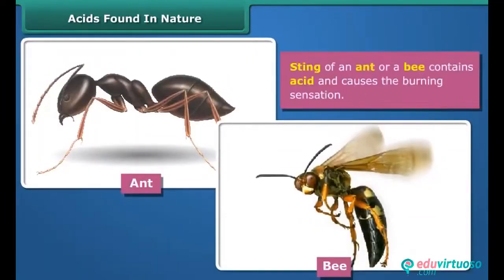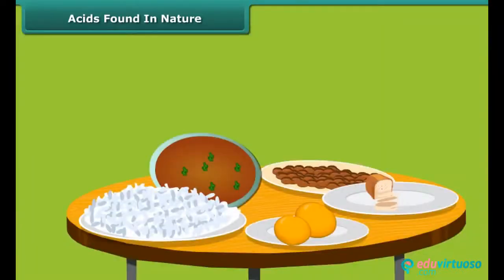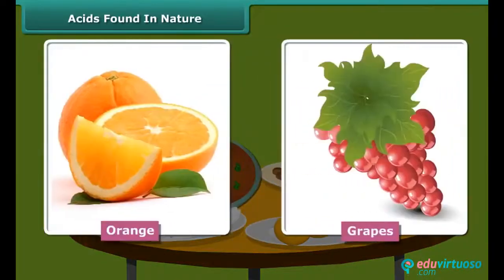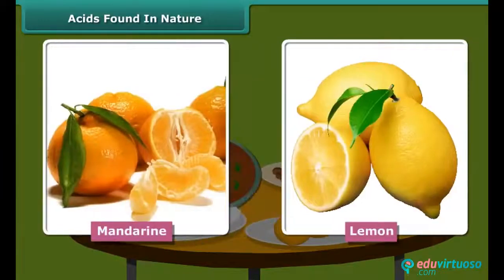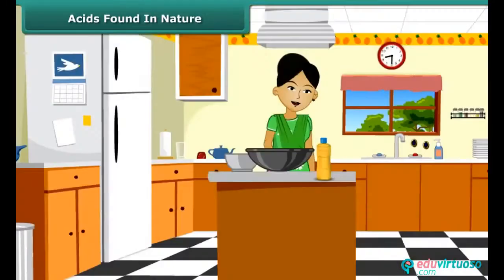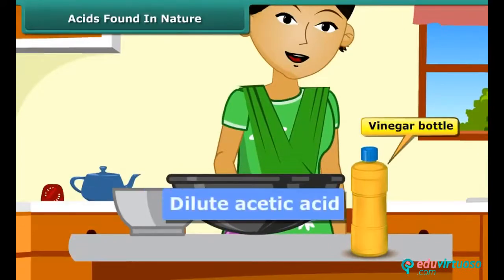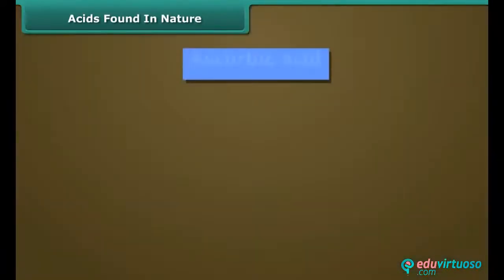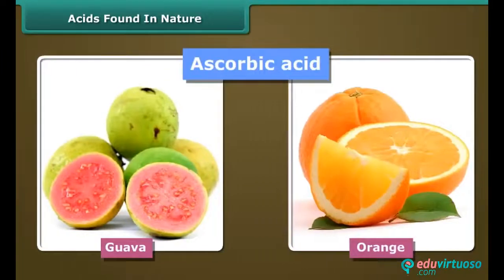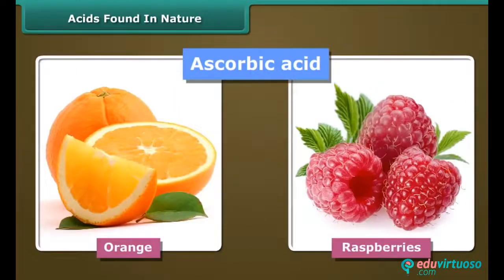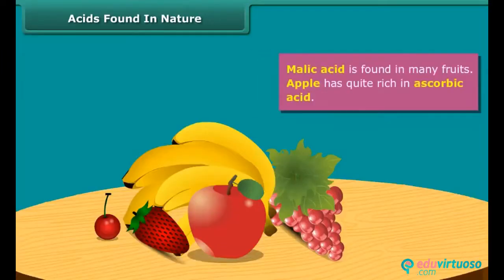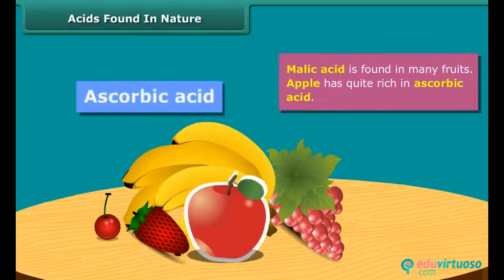Have you heard that sting of an ant or a bee contains acid and causes the burning sensation? Different food items contain different acids. Citrus fruits like orange, grapes, mandarin, lemon, etc. contain citric acid. Vinegar found in our kitchen is dilute acetic acid. Ascorbic acid is found in guava, orange, raspberries, etc. Malic acid is found in many fruits. Apple is quite rich in malic acid.